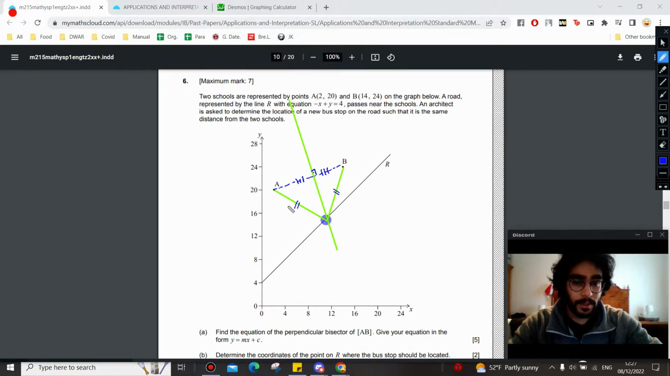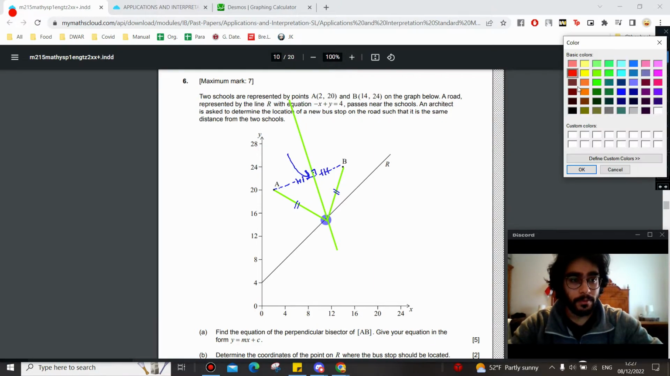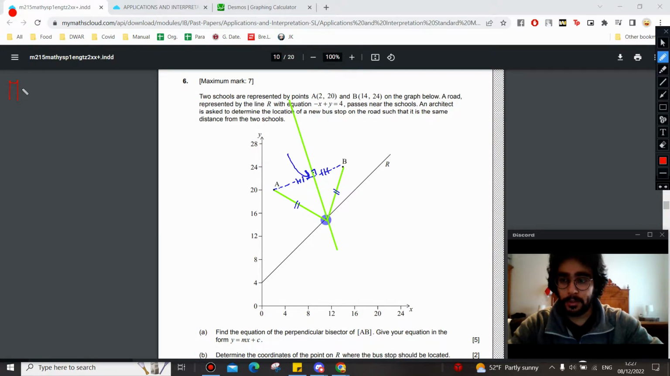How can we find that? Well, there is some information given to us, so let us use it. First of all, since it's a bisector, since the distance between A and B is cut into two equal parts, that means this is the midpoint between A and B. How do I find the midpoint between A and B? Let's call it M. I find it by adding the coordinates element-wise, so 2 plus 14 divided by 2, and then the same for the y, 20 plus 24 divided by 2. And this will be equal to 8, 22.